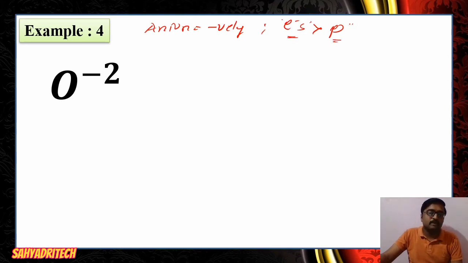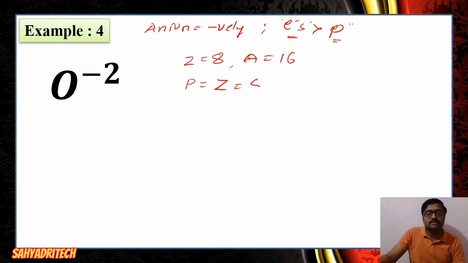Now, what is the element here? Oxygen, that is oxygen element. So for oxygen, what is the atomic number? Atomic number Z is 8 and mass number is 16. And remember, there is no change in the number of protons and neutrons. Therefore, I can say number of protons is equal to atomic number itself, that is 8. Okay. And now what about neutrons? Number of neutrons is equal to A minus Z.